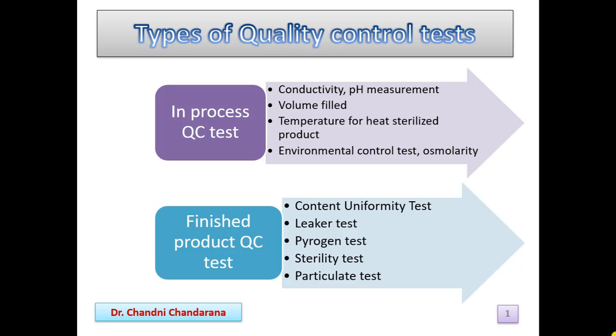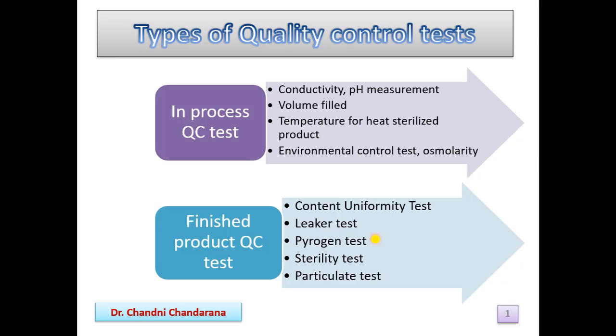Now the types of quality control test. There are generally two types of quality control test: one is the in-process quality control test and the other is the finished product quality control test. The in-process tests include conductivity, pH measurement, volume filled, temperature for heat sterilized product, and environmental control test, or we can say the osmolarity. Now in the finished product QC test, these are the examples of tests that we have to study in detail.